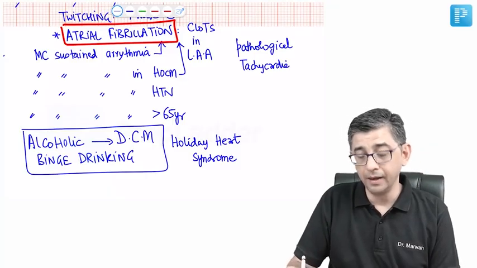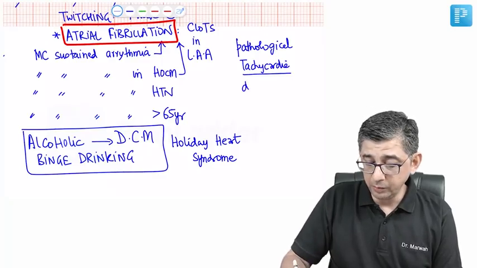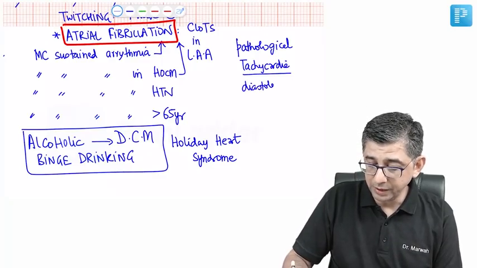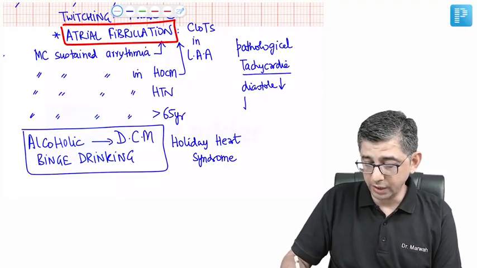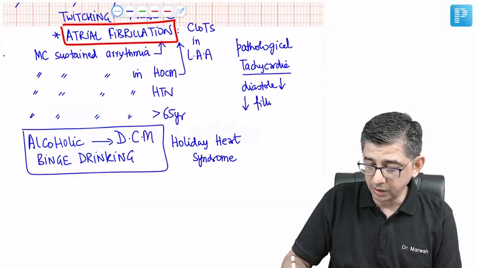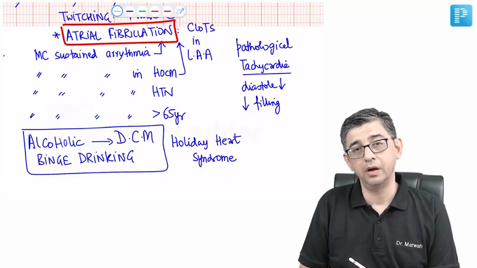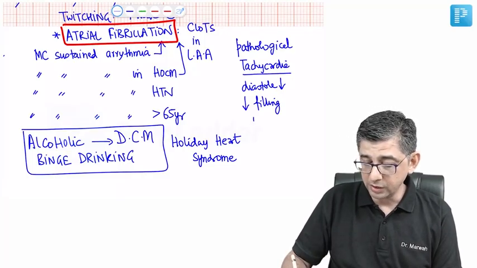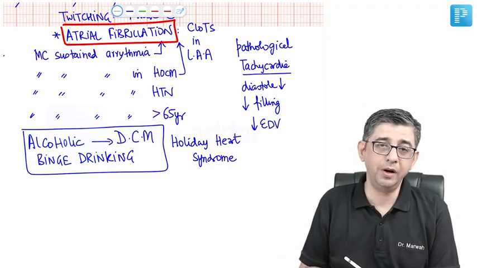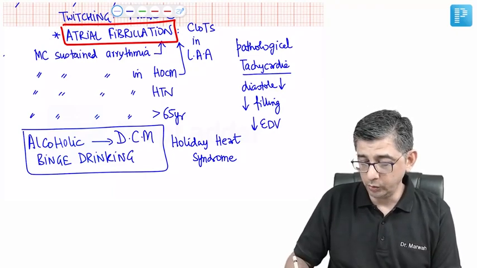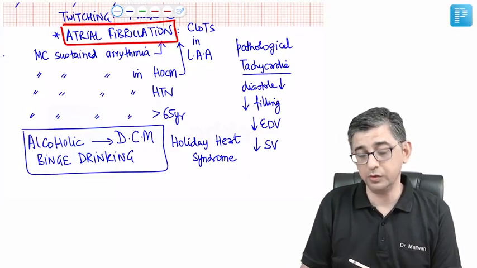pathological tachycardia. If the heart is beating disproportionately fast, the time available for the heart to relax will be lesser. And if the time available for the heart to relax is lesser, the filling of blood in the heart will also be lesser, and the filling component is compromised. Therefore, the end diastolic volume will also be lesser. If the heart is not able to relax properly, the input is less, the output will also be less, and this will decrease the stroke volume of the heart of this patient.